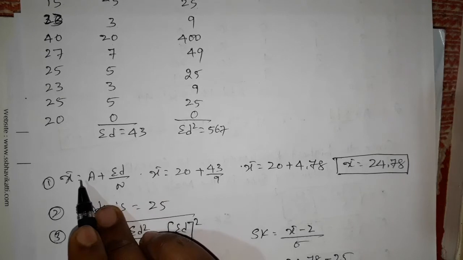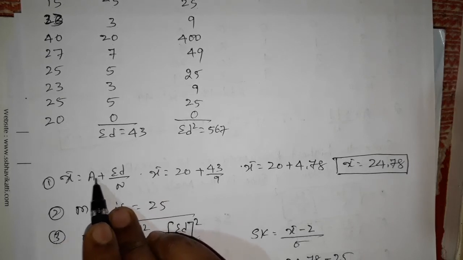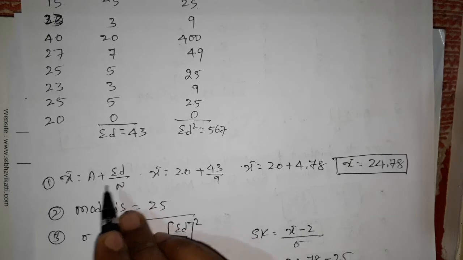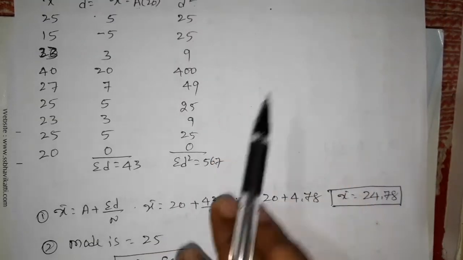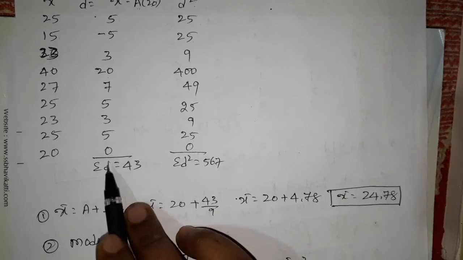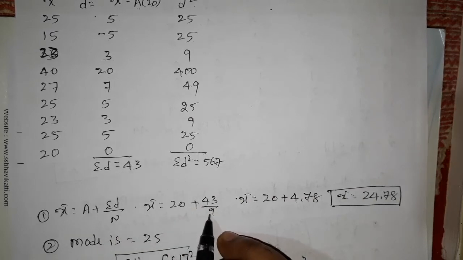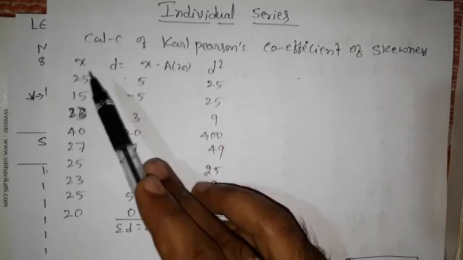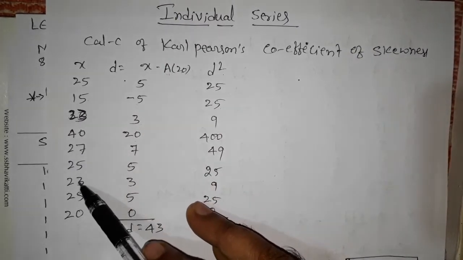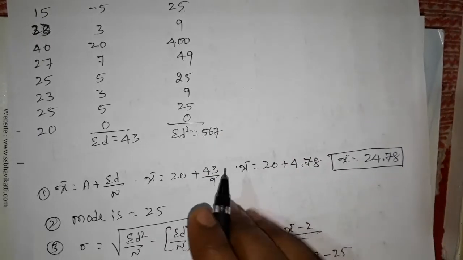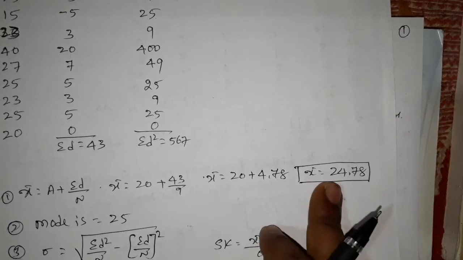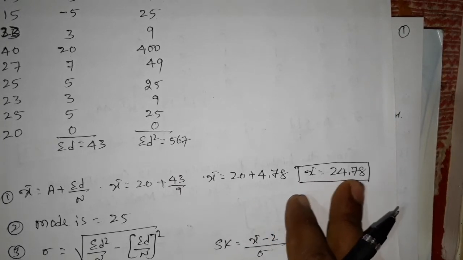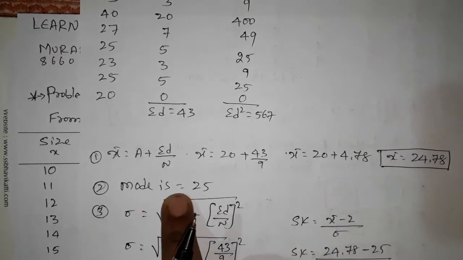Firstly, we need to find the mean. X bar is equal to A plus sigma d divided by n. It is the assumed mean formula, so we put in the assumed mean A, which is 20. 20 plus sigma d, which is 43, divided by 9. 9 means the number of observations. Check it: 1, 2, 3, 4, 5, 6, 7, 8, 9. The total number of observations is 9. When you solve this, you will get x bar as 24.78.